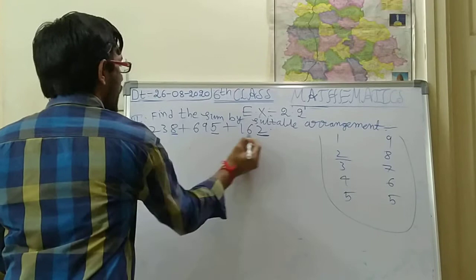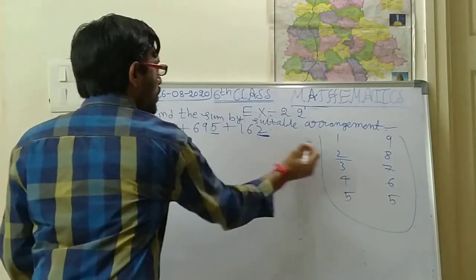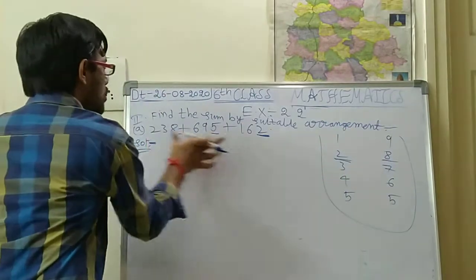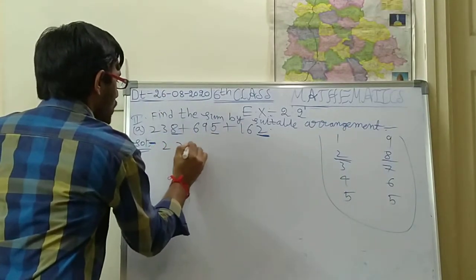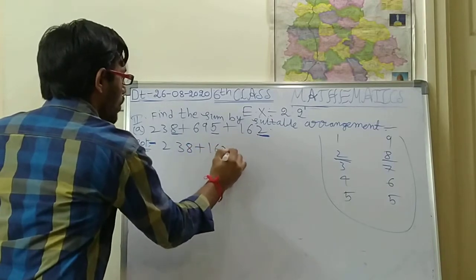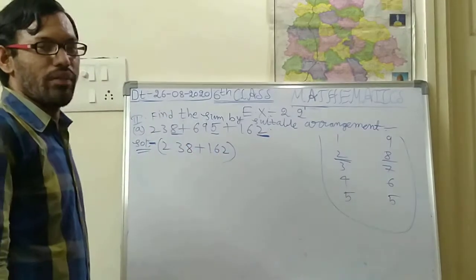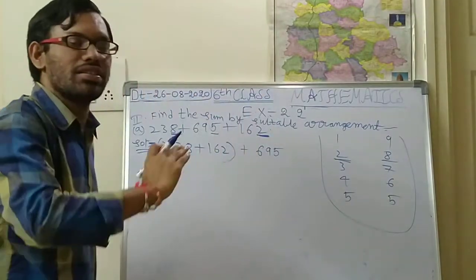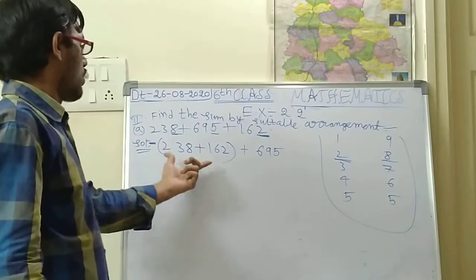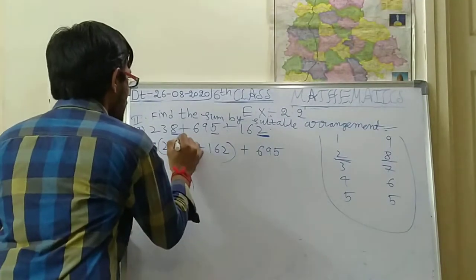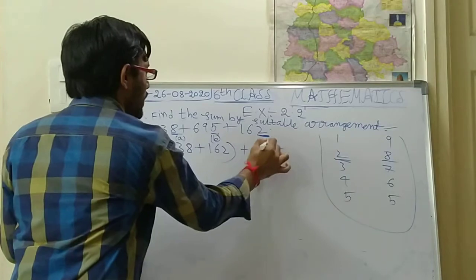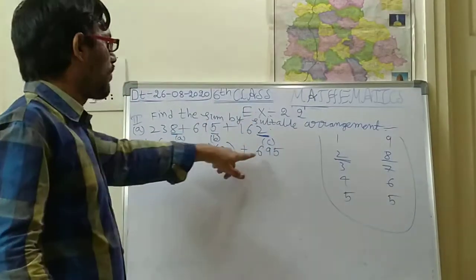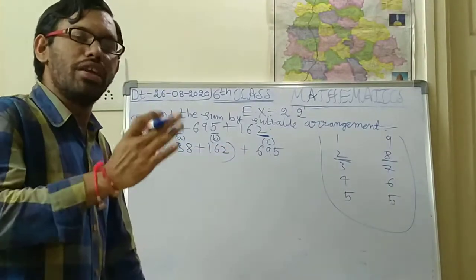238 and 162. In 162, 2 is there, in 238, 8 is there. That means these two you should keep at one place. So 238 plus 162, and you should keep a bracket. Afterwards plus 695, which you should write separately. Now this is A, this is B, this is C. A plus B, plus C is equal to A plus, B plus C.